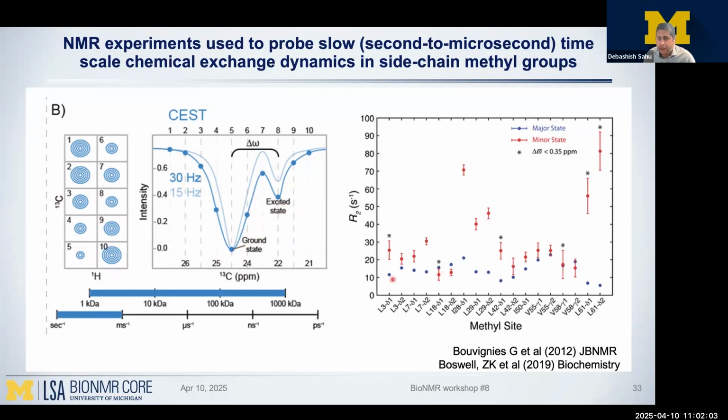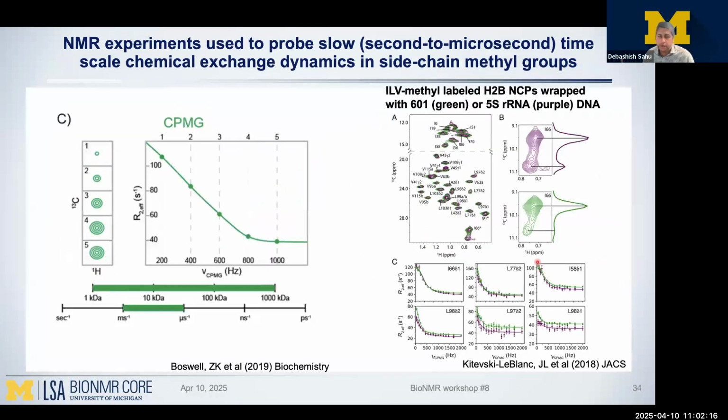and excited state. And this was again developed in Lewis Kay's group, wherein here is an example where they show differences in the minor state and major state for different regions of the protein. Okay, you can use methyl CEST to do these kinds of experiments.